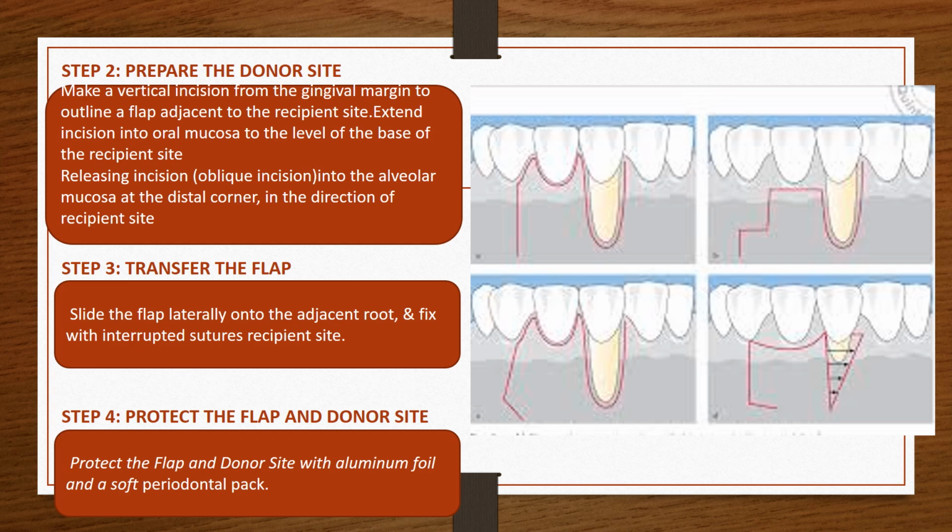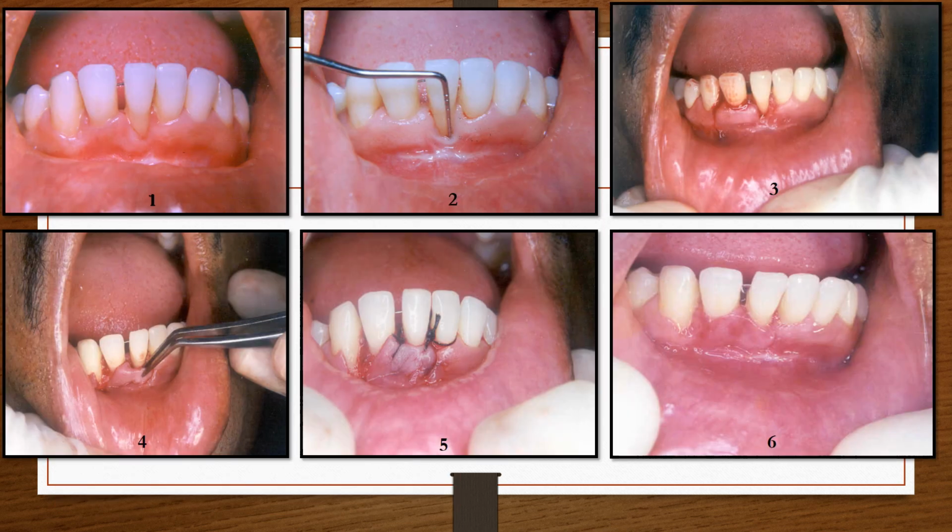Then coming to the next, you can see the clinical picture of how it is done. You can see that the epithelium has been excised. The root has been scaled and planed, the epithelium has been excised, and we are preparing the connective tissue bed. And then we are making the incisions here involving the papilla also, and then we are transferring.